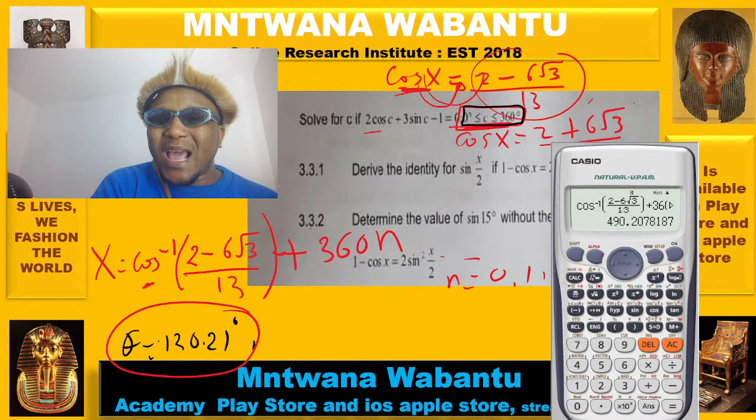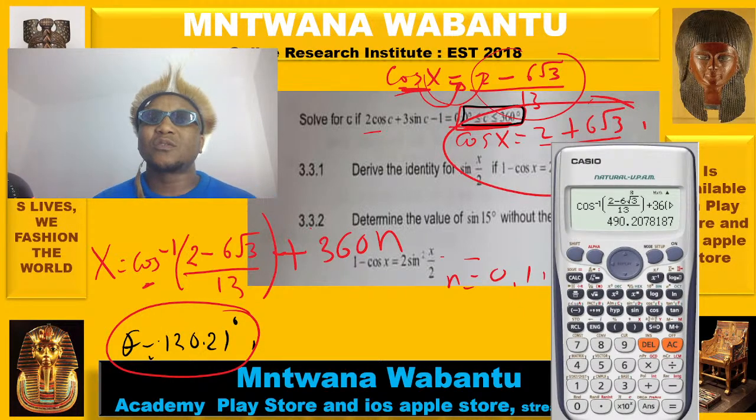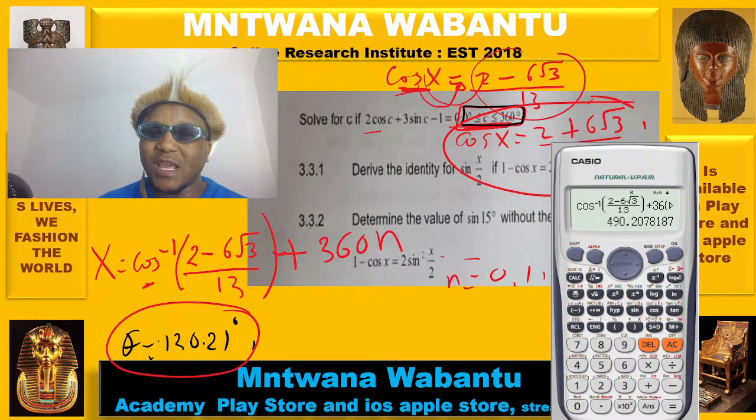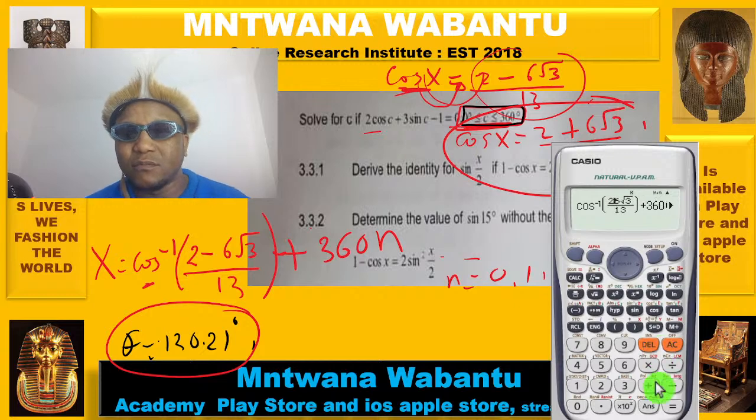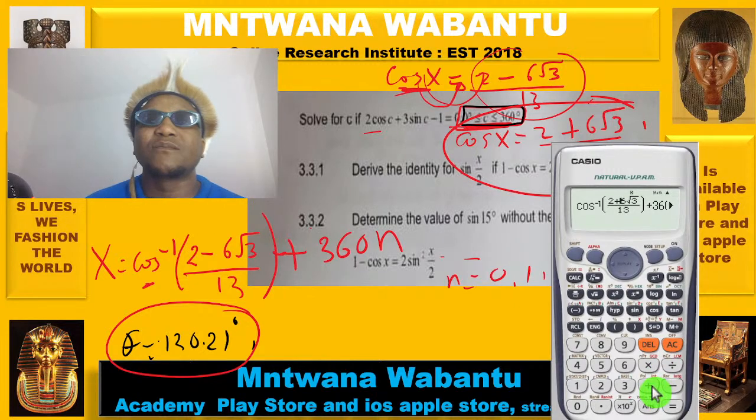But remember, we have to use the second one also. So now we're going to do the same thing here, but we only change this, which is going to be positive. Because remember, when you get the value of cos, you get negative and positive. So now we're going to use the positive one.